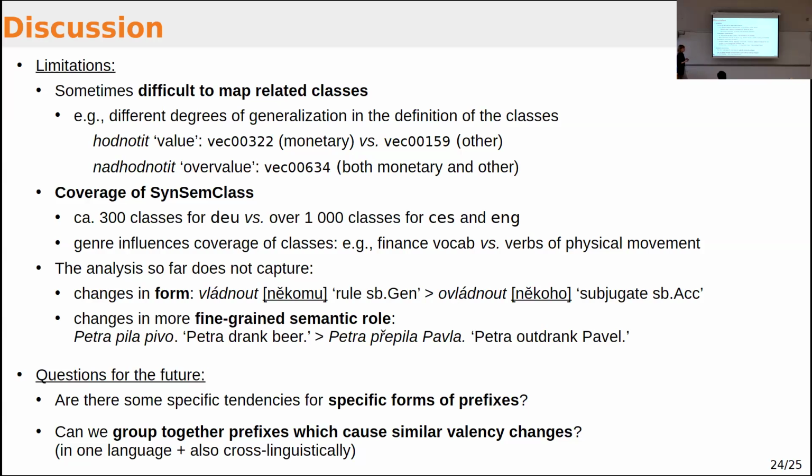And this has to do, at least partly, with the directional changes that were not very attested in German, because the directional changes are typical of verbs of movement. And English and Czech are quite well covered now, but for German, a lot of these senses that we would probably consider in some way primary are missing in SynSemClass.